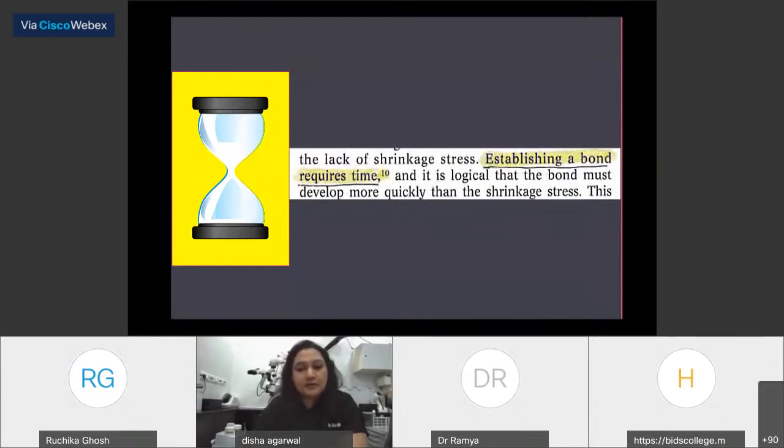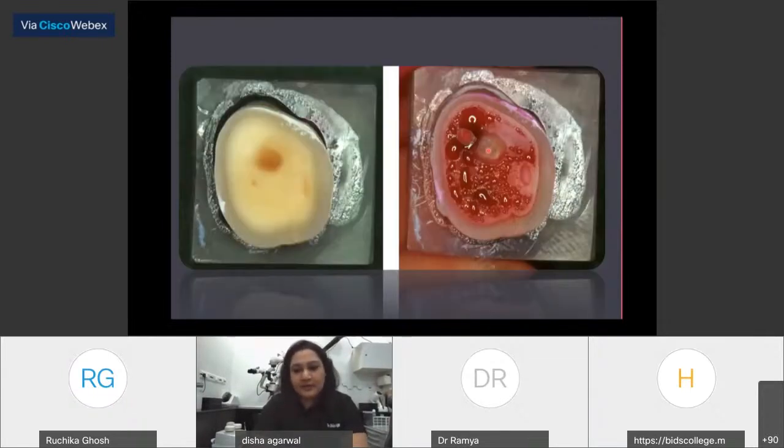Establishing a bond requires time. We already understood that. Before I begin with the adhesives, I would like you all to see this picture. This picture is from Dr. Junji Tagami's slide. Dr. Junji Tagami is the chair and head of the Cariology Department at Tokyo Medical and Dental University. He was a student of Dr. Fusayama, who has done extensive work and research in the field of biomimetic dentistry and has left a legacy.